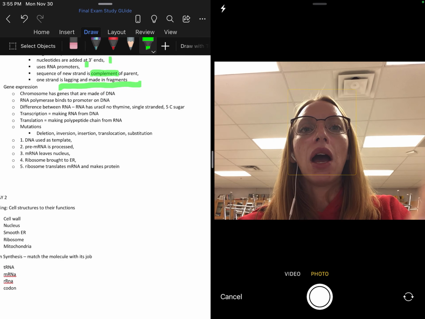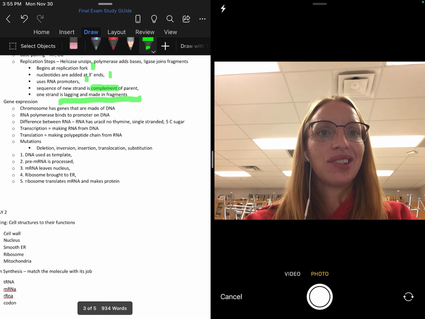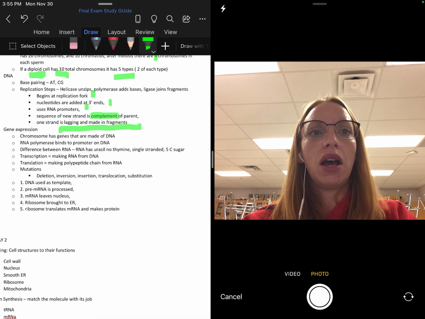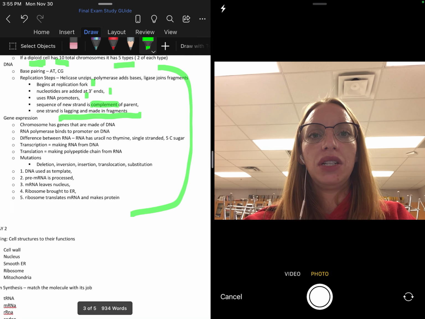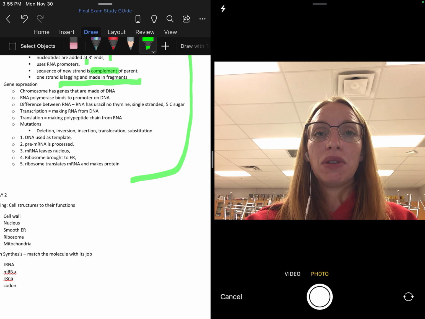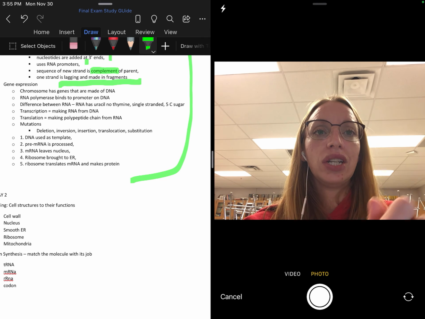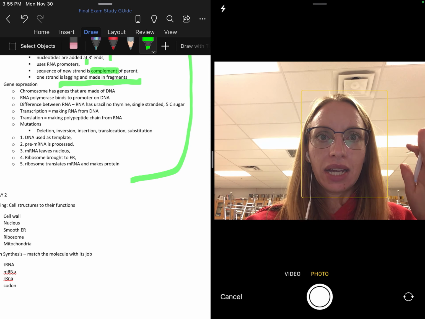Okay. Gene expression, we're almost done. So this is the new material. Actually, I guess some of this DNA from here on down is new material. But gene expression is what we covered mostly in this week and last week when you had Mr. Johnson. So chromosome has genes, and genes are made from DNA. Those are those big ideas.